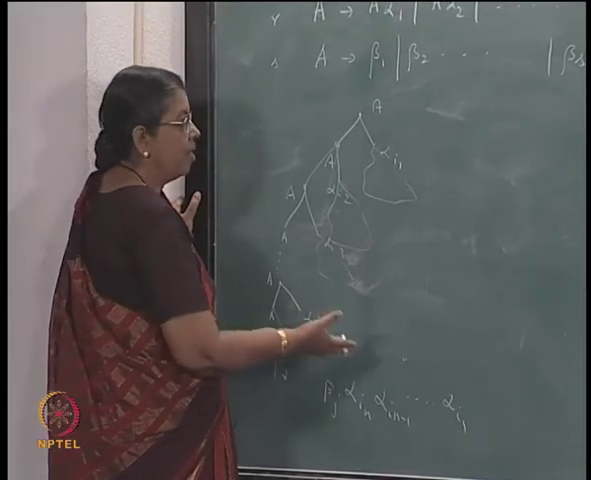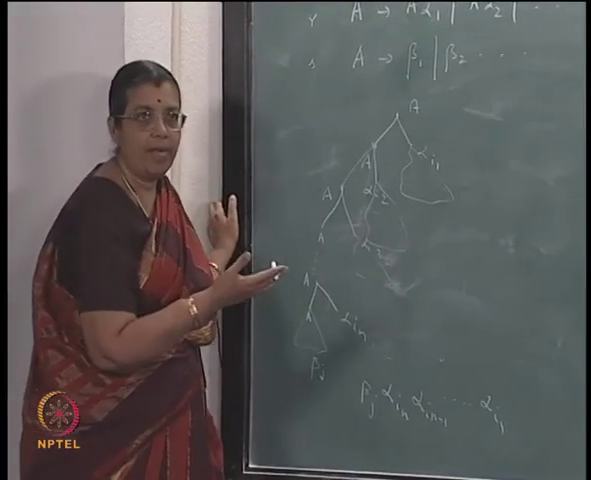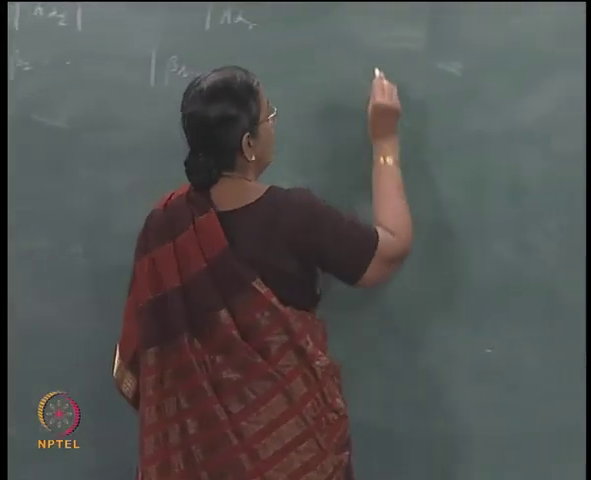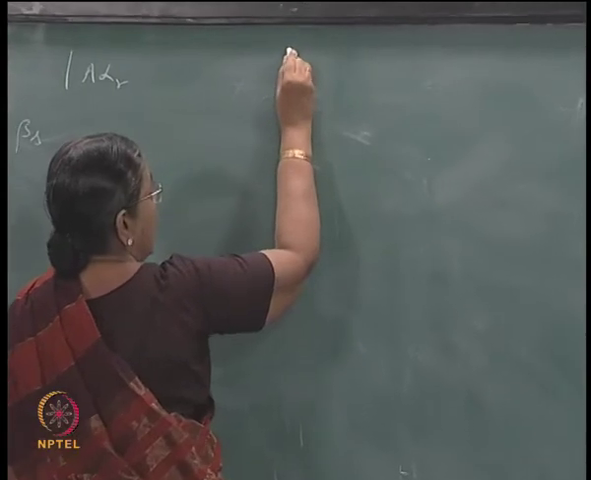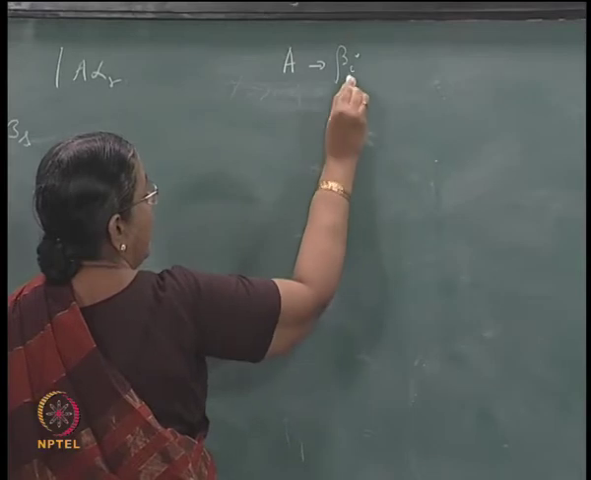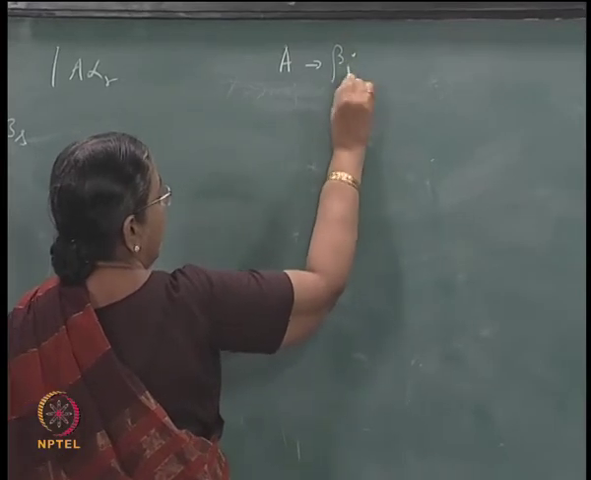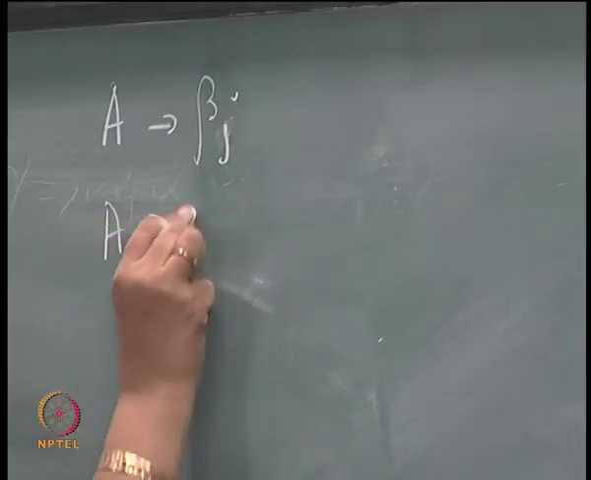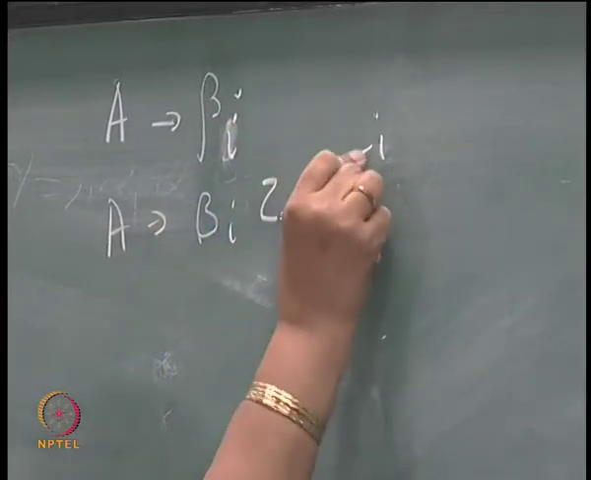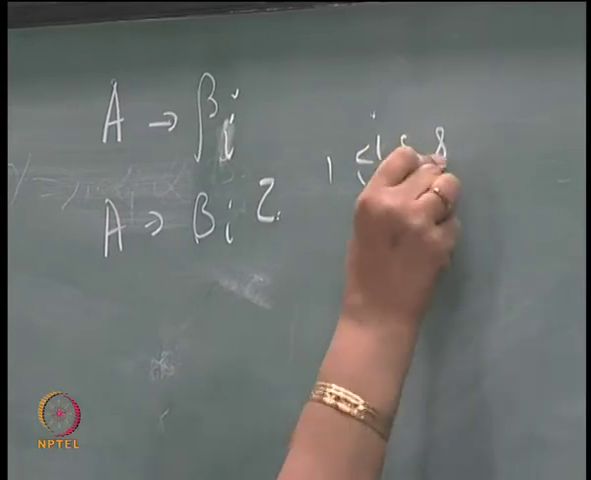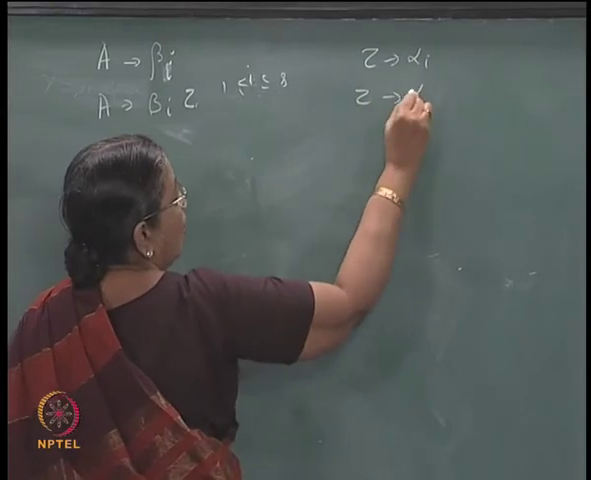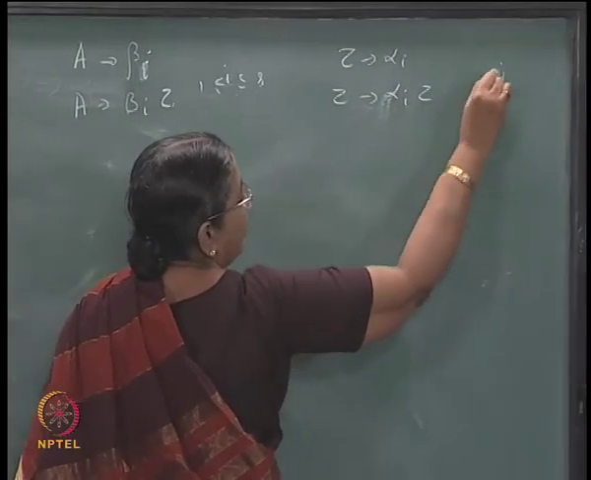Now, the same string you must be able to derive with the replaced rules. What are the rules which you have replaced? A goes to beta I, A goes to beta I Z, where I varies from 1 to S, then Z goes to alpha I, Z goes to alpha I Z, where I varies from 1 to R.